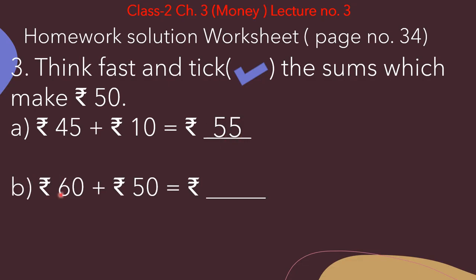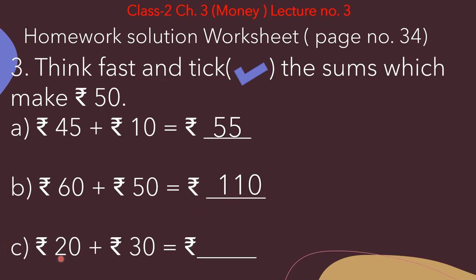Now in B part, 60 plus rupees 50. So 60 plus 50 is equal to rupees 110. So here we will write rupees 110. Now in C part, rupees 20 plus rupees 30, that is equal to rupees 50. So here we will write 50. So here we need to tick that option whose sum is 50. So here we will tick this option, number C.